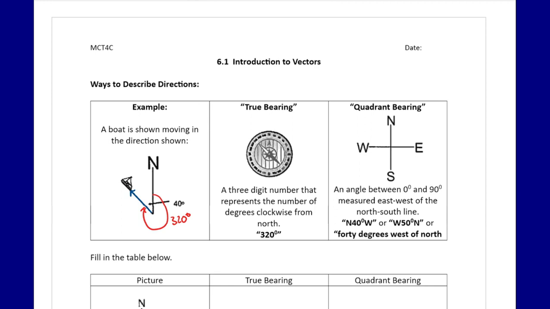If we wanted to do what was called quadrant bearing, then we basically measure between 0 and 90, and we measure east or west of the north-south line. So we're basically using north, south, east, and west to give our directions. So we might say that it's north 40 degrees west, because west would be over here. You could also say west 50 degrees north, starting out west and going up north 50 degrees. So there's different ways that you can describe it, but these are going to be the two main ways that we look at.